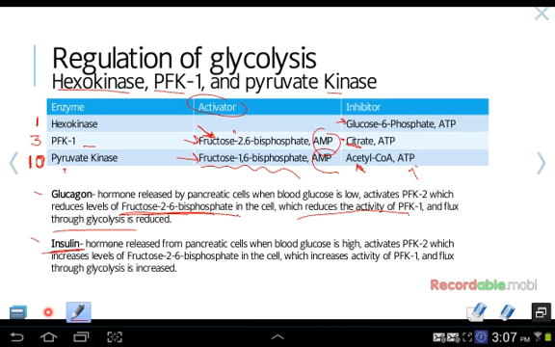Insulin is also a hormone released from pancreatic cells, but it's released when blood glucose is high. It activates PFK2, which then increases the level of fructose 2,6-bisphosphate, remember this guy, in the cell, which then will increase activity of PFK1, which will then increase the flux of glycolysis. So it increases the breakdown of glucose.